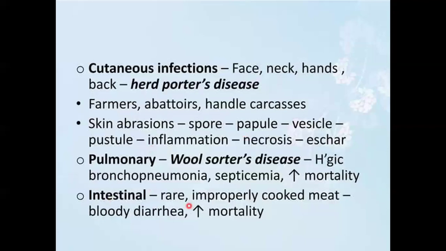And then we have the intestinal form. This is quite rare. I've never even seen it. But due to improperly cooked meat, you can get bloody diarrhea, and this can increase the mortality. But this is actually very rare. When you're asked about diseases that Bacillus anthracis causes, the first one should be the cutaneous one, then pulmonary.